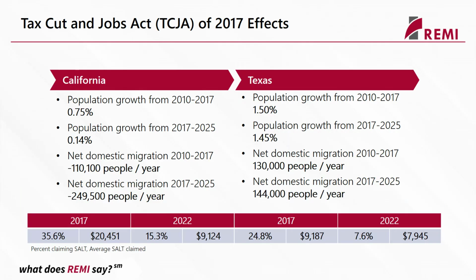On the other hand, Texas benefited from the TCJA given the state's no income tax policy. This is reflected in the fact that there were fewer people who itemized their taxes in Texas compared to California, both before and after 2017. And the average SALT deduction was lower at $9,187 compared to California's $20,451. I'll now hand it over to Shreya for a deep dive into the One Big Beautiful Bill Act.